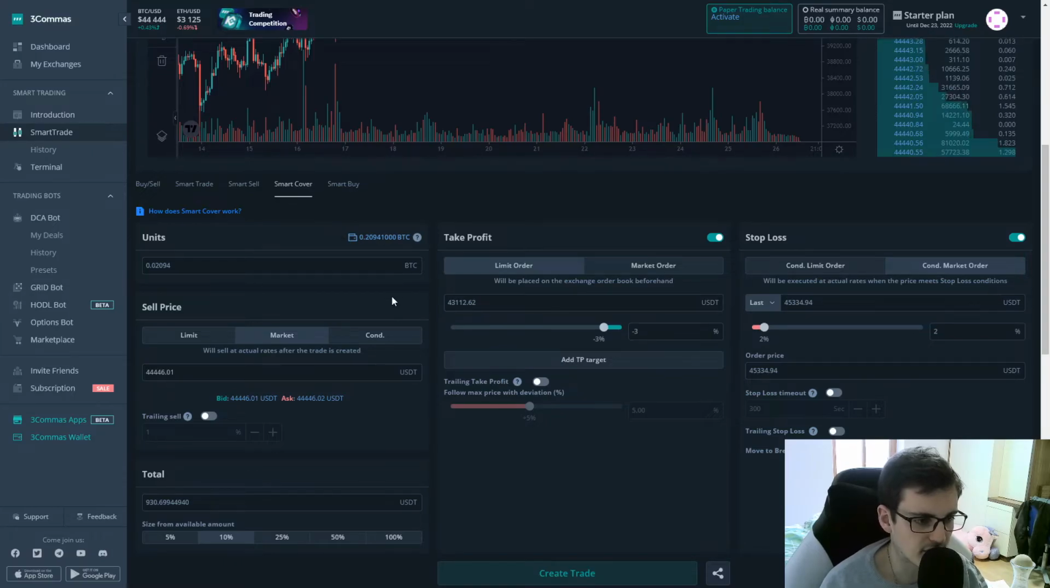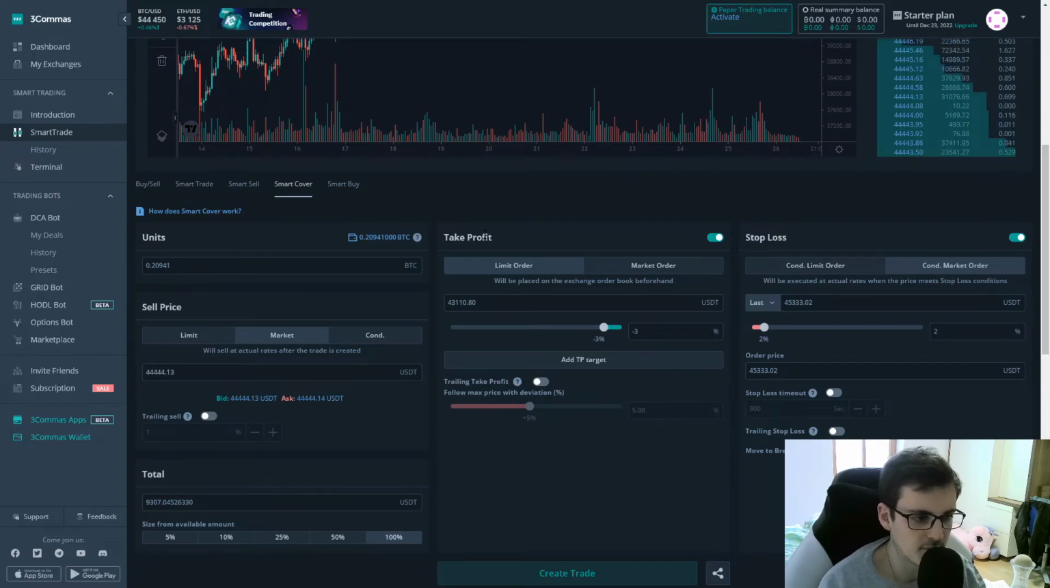Then we also have a smart cover, which is pretty similar to the smart sell, but it would also sell your currently open position. So for example, I have 0.2 Bitcoin in this account. Now if I sell all my Bitcoin, or if I specify all my Bitcoin, then it would sell at this price that is specified right here. And then it would wait until either the take profit or stop loss is hit.